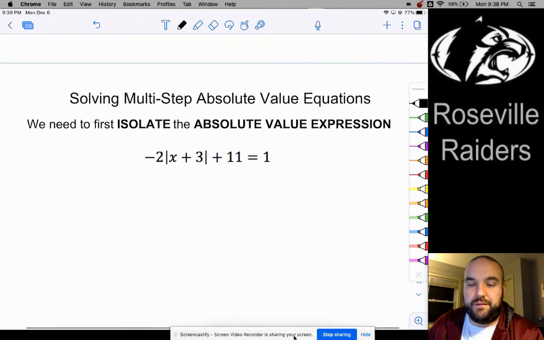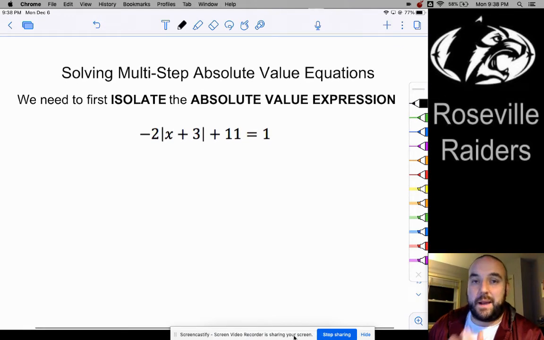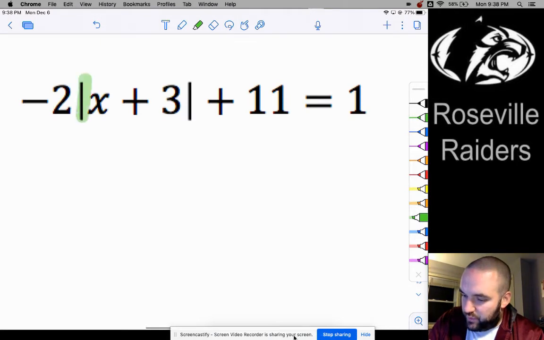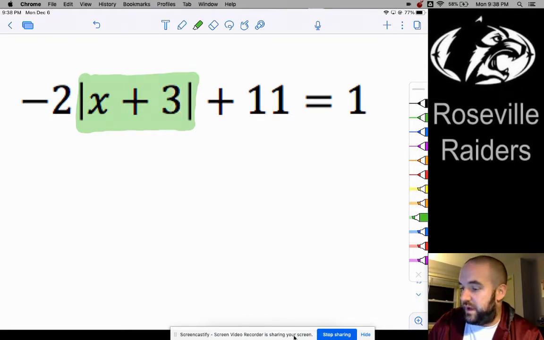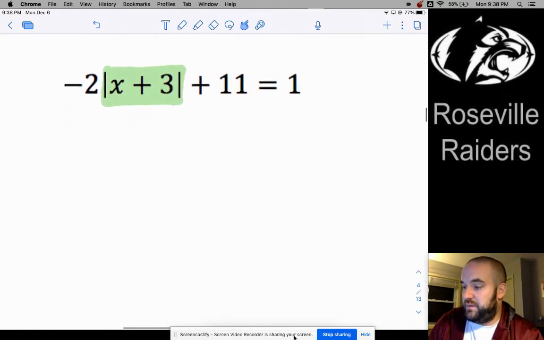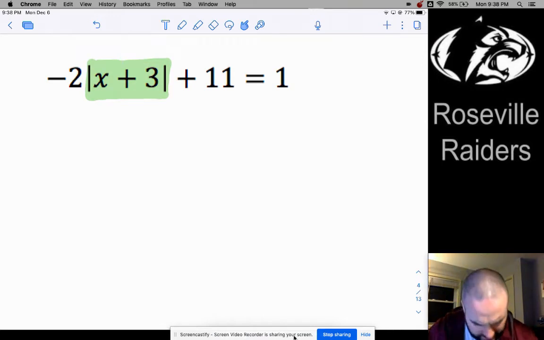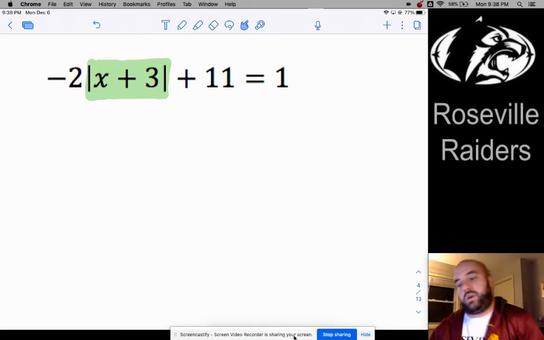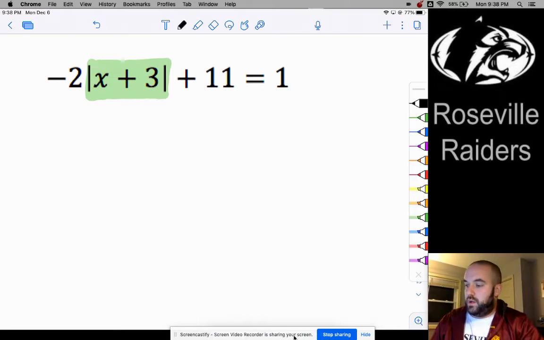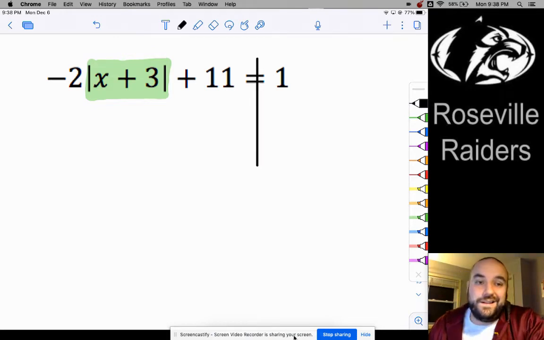So if there are multiple steps going on in an absolute value equation, we're going to focus on getting the absolute value part of the expression by itself first. So I'm going to isolate the absolute value of x plus 3, and I'm going to do that by doing the same steps that I would do if it was just the letter x. So here, if I want to get x by itself, I need to get rid of that negative 2 in front, and I need to get rid of the plus 11.